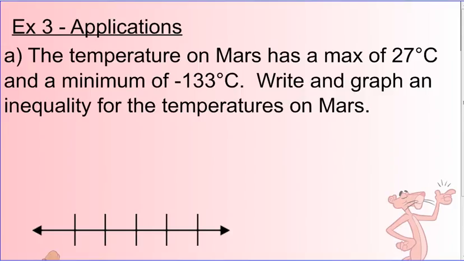Okay, well, the biggest is 27, so it has to be less than or equal to 27. That's the biggest possible temperature, so it's anything from there down. I'll use a T for temperature. And the minimum is negative 133. So it has to be bigger than or equal to negative 133.